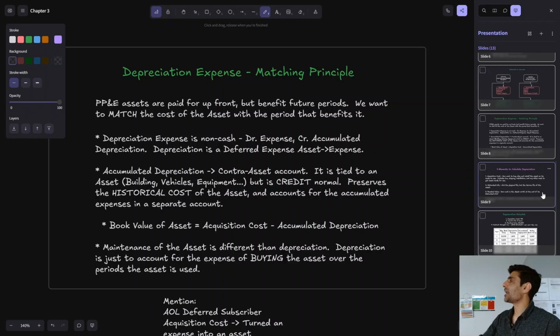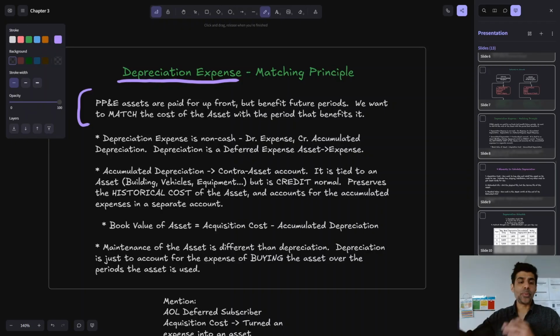So we can't hold those assets on our balance sheet at what we paid for them because they're actually getting used up. The way that we account for this usage of the asset, time going by, is through what we call depreciation expense. Again, we're trying to match the cost of the PP&E asset with the period of time that it benefits. It's not cash. This is a key thing.